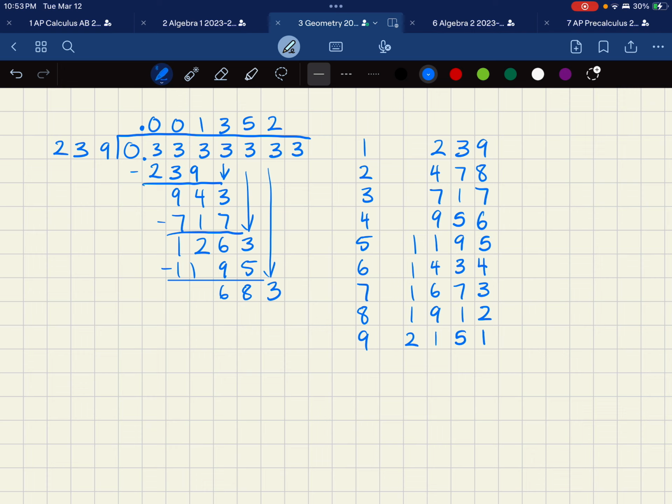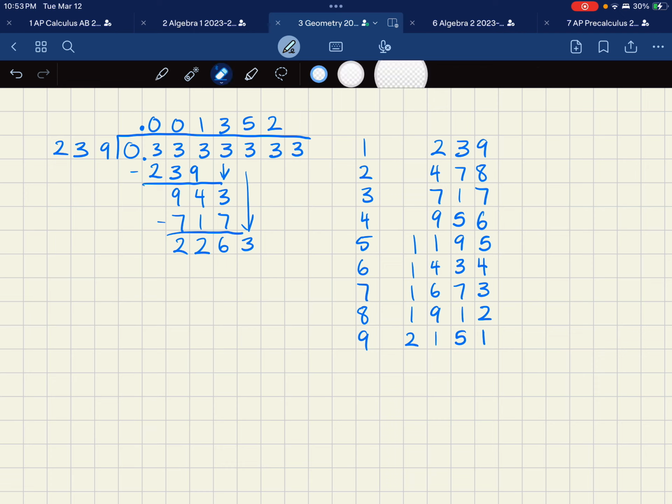I'm trying to check my work. My answer key is telling me that that number is wrong. Where did I make a mistake? Oh, silly. This number needs to be a 2. Okay. The number needs to be a 2, which means it's actually, oh my goodness, a much bigger number. So this is wrong. This is going to be 2,263. That has to be a 9. Okay, that's my mistake. That's a 9, which is going to be 2,151.